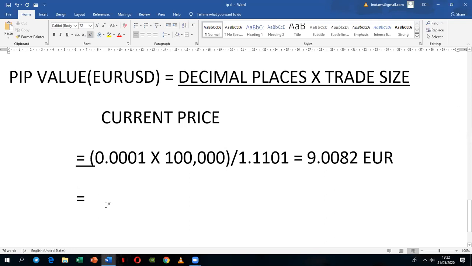So you need to convert this and have your answer in USD, because you're going to use the USD to buy 100,000 units of the euro. Okay. So, how do you do that? You multiply this by the current market price again. So I'm going to need you to get your calc and multiply 9.0082 times what was the market price? 1.1101. Okay.